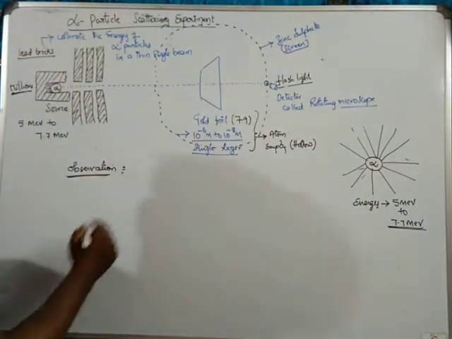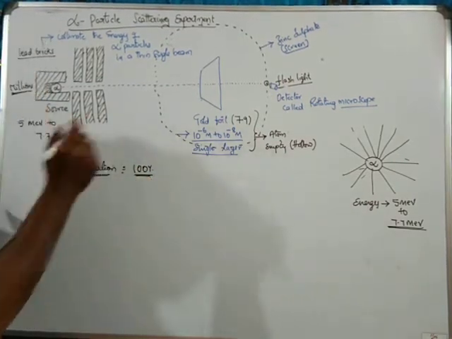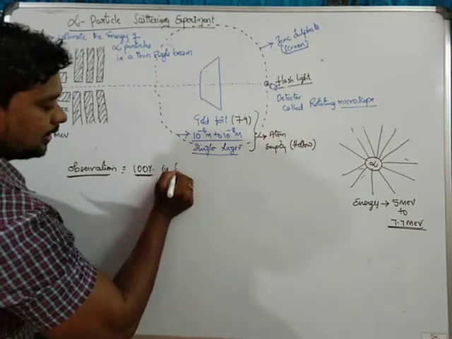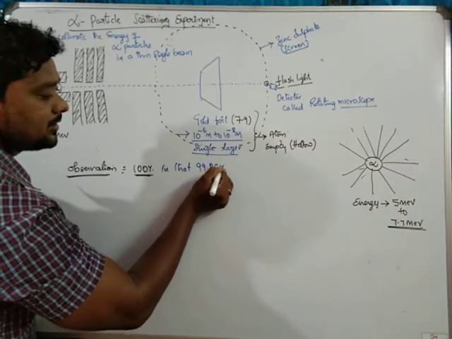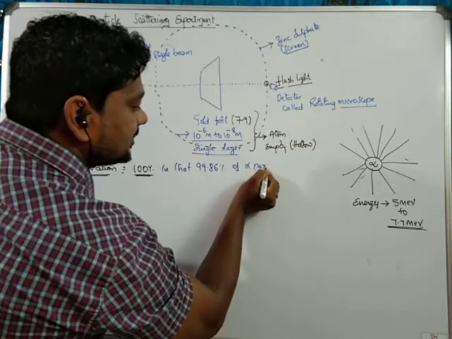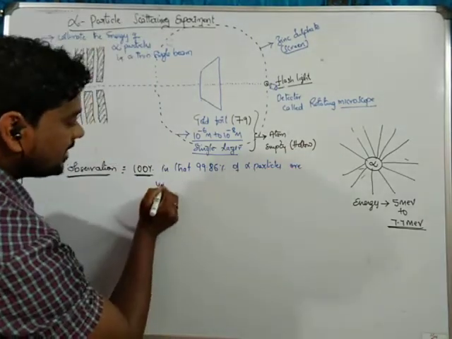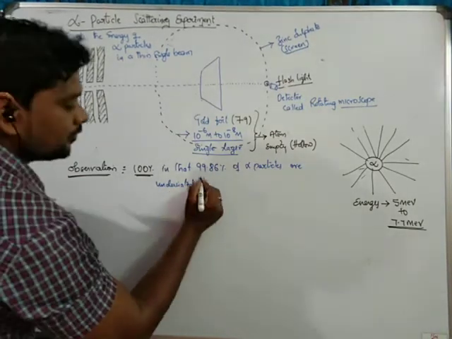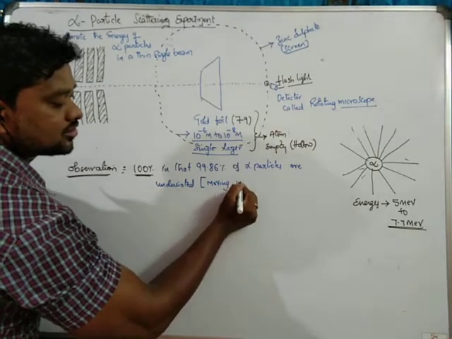Whenever we consider 100% of the alpha particles we release, 99.86% of alpha particles are undeviated, which means they were moving in a straight line.